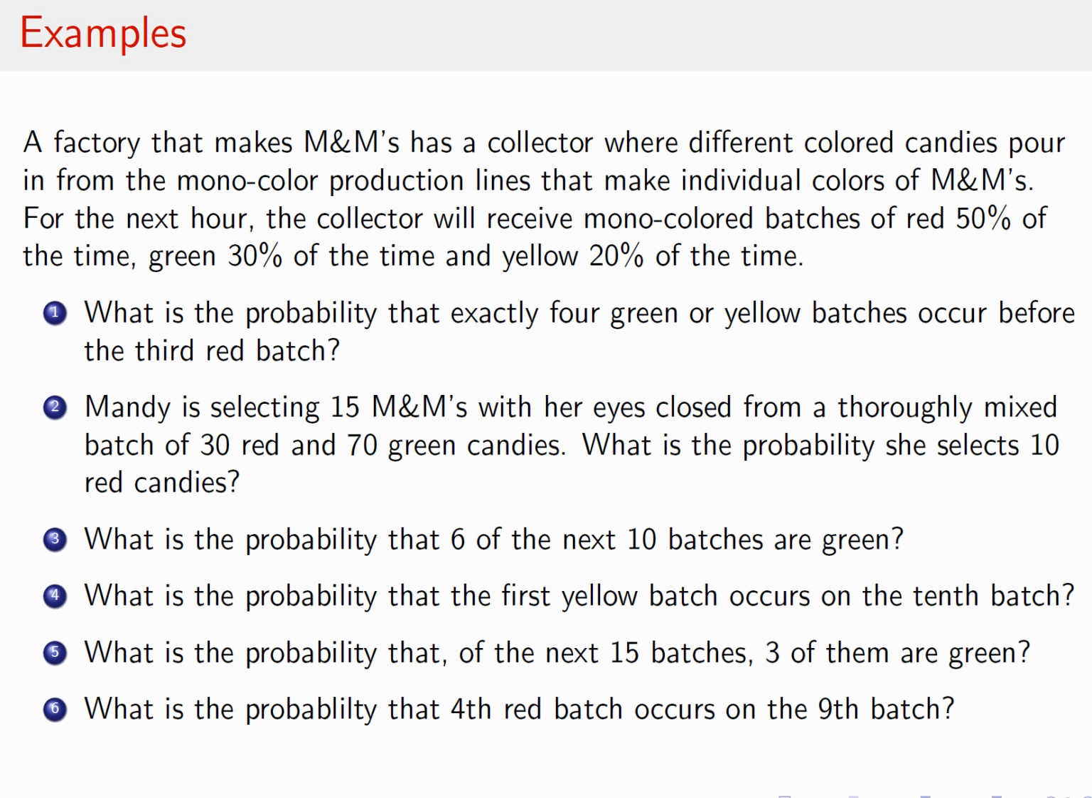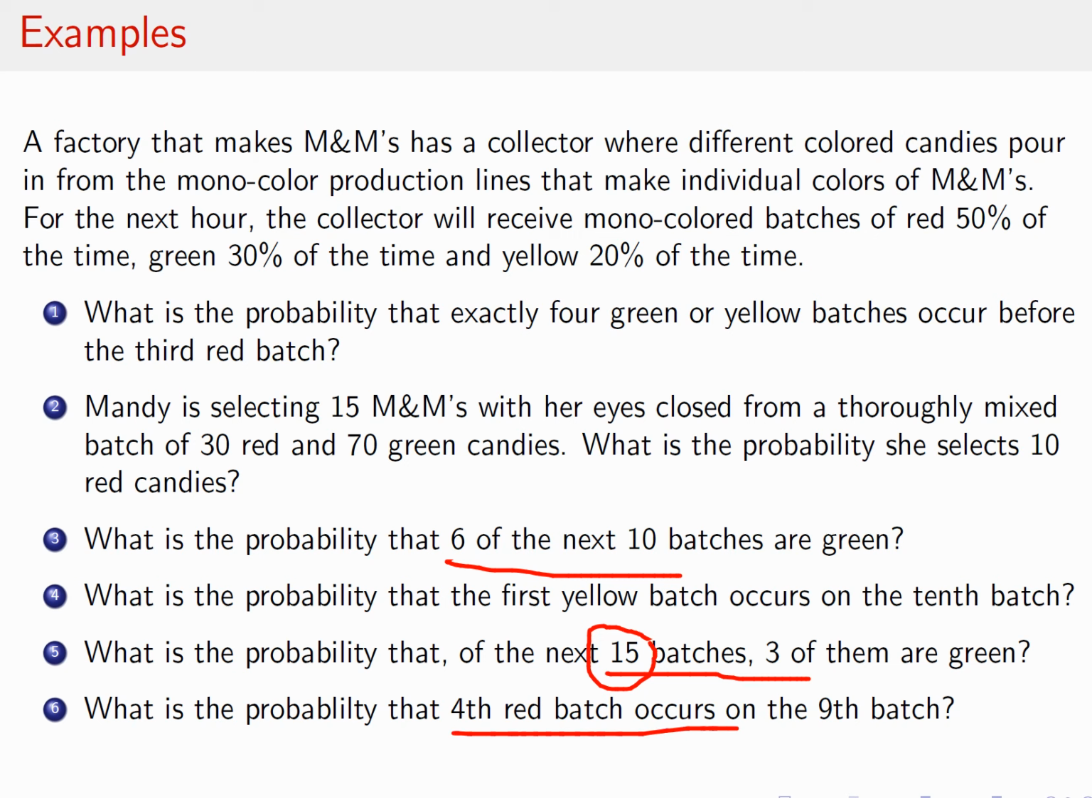Excellent. And then what is the probability that of the next 15 batches, 3 of them are green? Well, you'll notice that it looks a whole lot like this one. Why? Well, it's got a fixed probability of success and it's got a finite number of trials, right? There's no criteria that stops us at 15. It's just we do 15 and we stop. Therefore, this is binomial, okay?